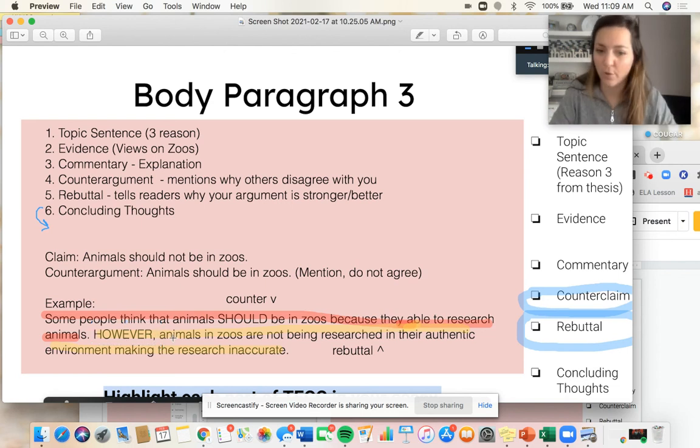Okay? Even though is another good example. However, animals in zoos are not being researched in their authentic environment, making the research inaccurate. So you mentioned why other people think differently, and then you mentioned why they're still wrong.